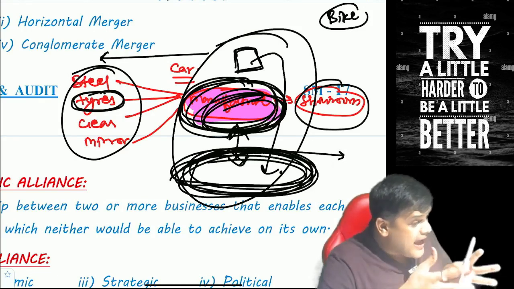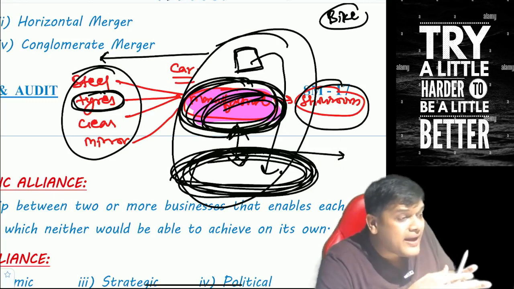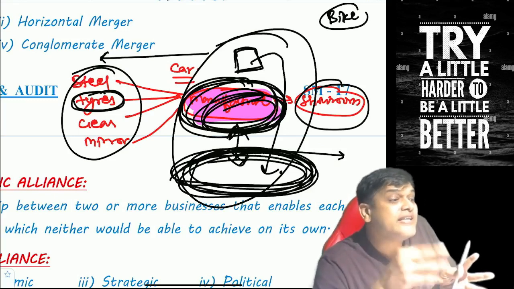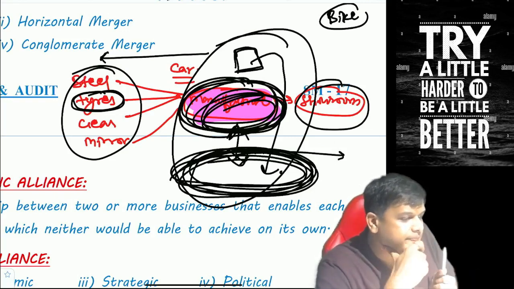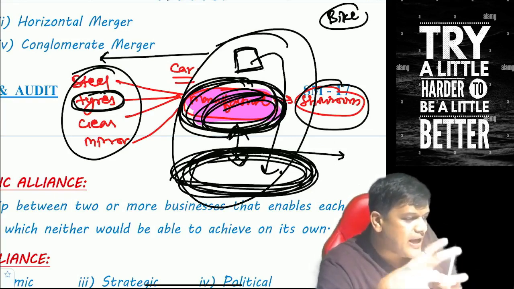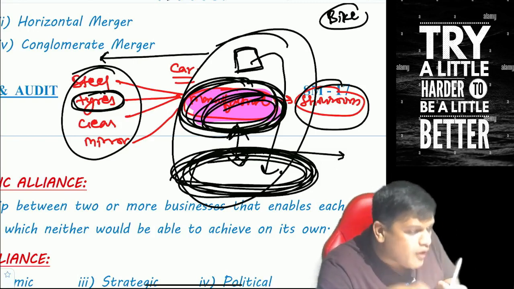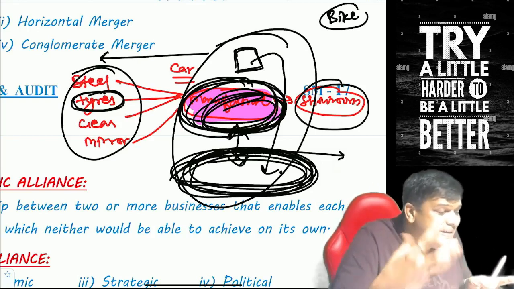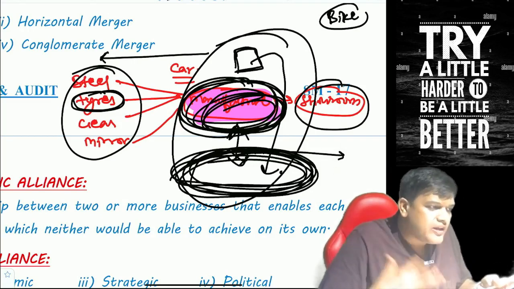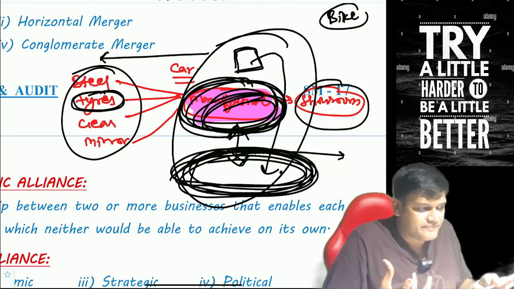Everybody? Okay, I am Starbucks acquiring CCD, Cafe Coffee Day. Starbucks acquiring Cafe Coffee Day is horizontal. Understood? Starbucks gives coffee, and now they are starting with tea or biscuits. That is concentric.